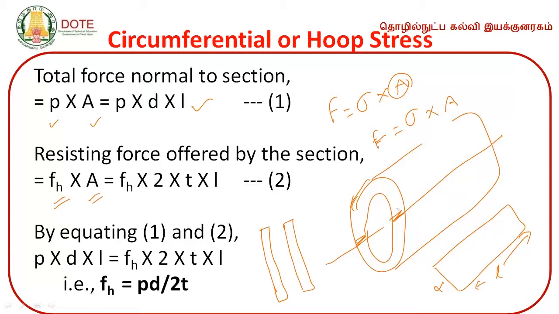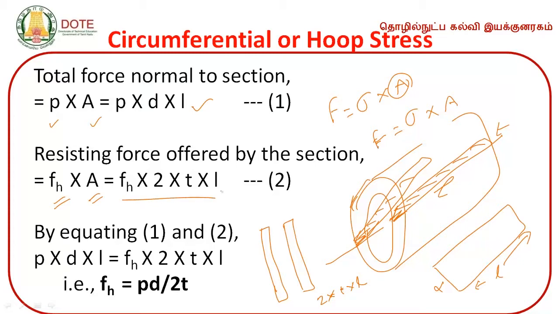Look at this picture. You take this cross section. This is going to be the length of the shell and this is going to be the thickness. Similarly, on the opposite side also, we have the same thing. So, it is going to be 2 into thickness into L. This is going to be the area.